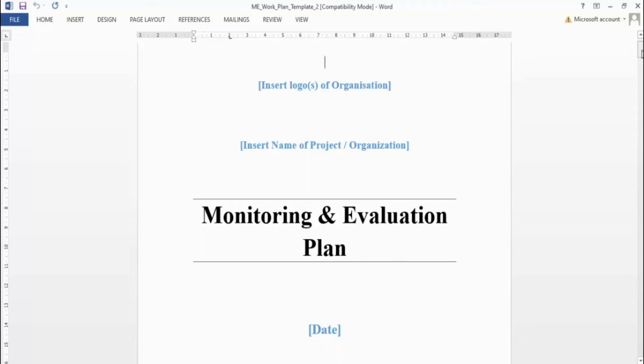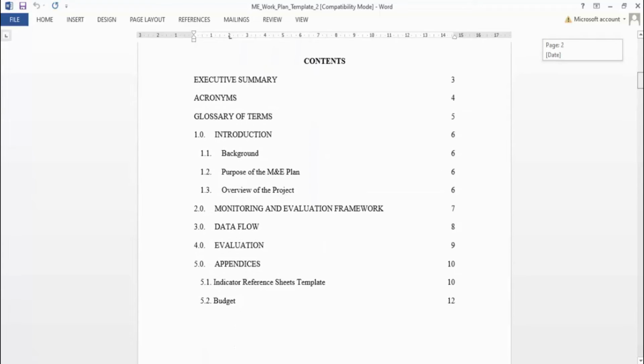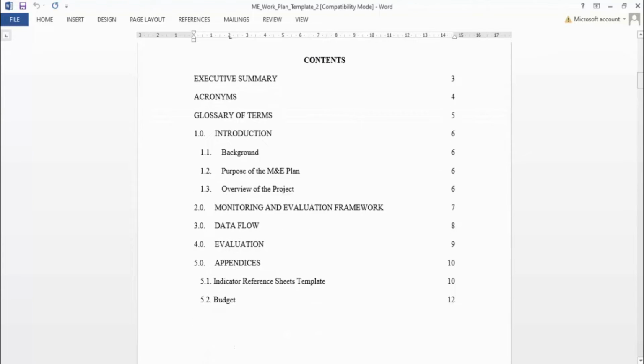But I have to tell you that it's pretty basic. What I'm showing you is pretty basic. But if you are doing something for a big organization or a government ministry, you need to be much more elaborate. So the table of contents is like this. First, you have the executive summary, you have the acronyms, the glossary of terms, then the introduction.